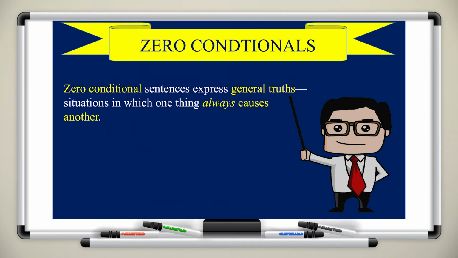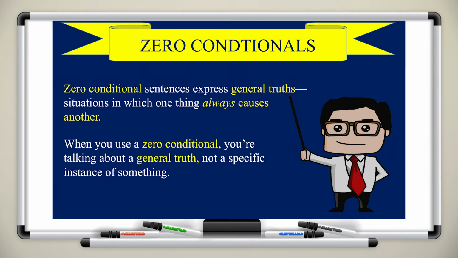So the zero conditional sentences express general truths, situations in which one thing always causes another, something that is always true. So for example, let's say you have a cup of water. If you put it in the fridge, what happens to it? It turns into ice, right? This is something that will always stay the same. It is always true, okay?